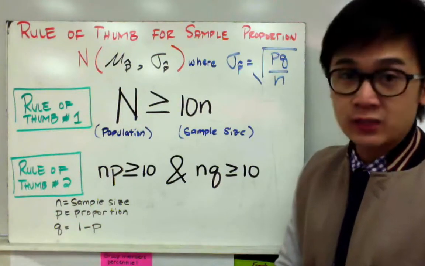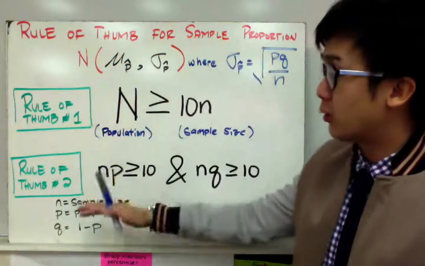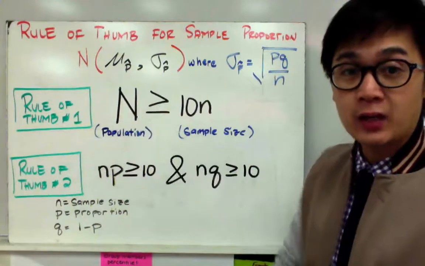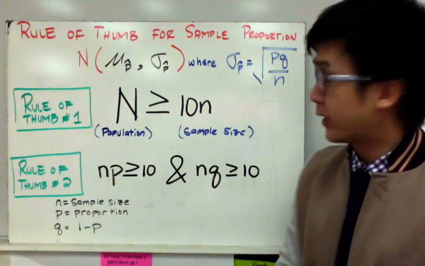Now, before we can trust our formula in answering some questions about the population based on the sample, we need to satisfy conditions in our formula, and these are the rules of thumb that you need to satisfy before we can proceed in answering questions about the population.